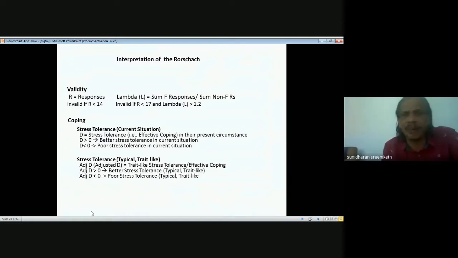And another criterion is the lambda. Lambda is the sum of F responses divided by the sum of non-F responses. How many form responses, as we have discussed last day, are made by the subject? Or lambda is the proportion of F responses to non-F responses. Okay, so based on these two characteristics, the test is also considered invalid if the calculated lambda is greater than 1.2. Or if responses are less than 70 and lambda is greater than 1.2, then these responses are considered invalid.